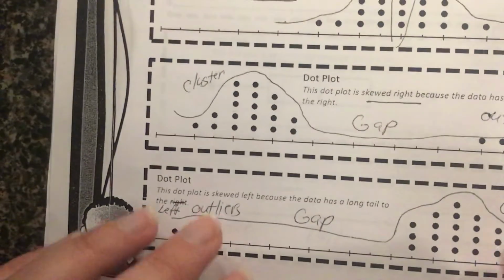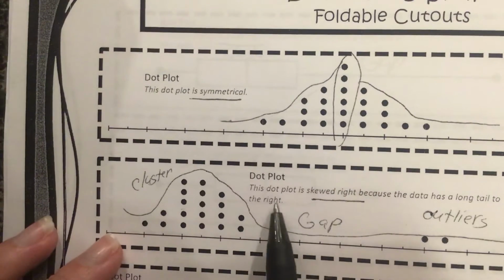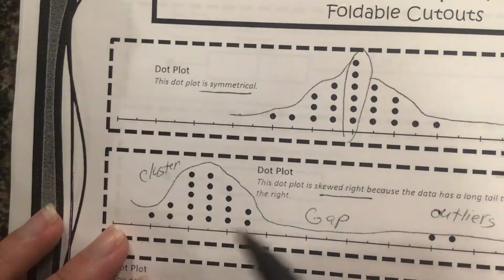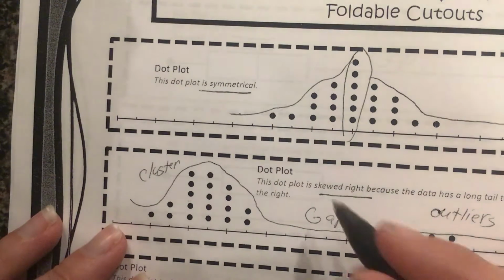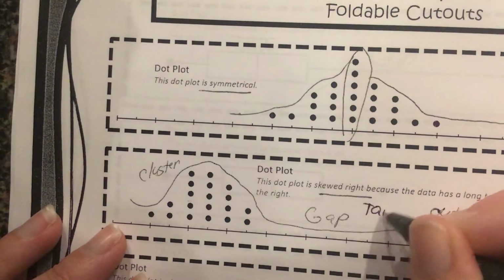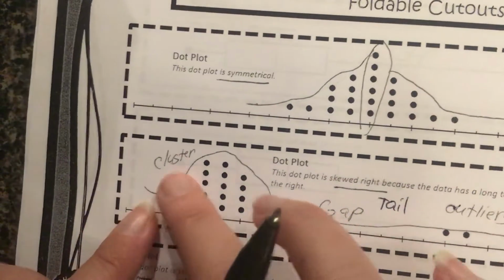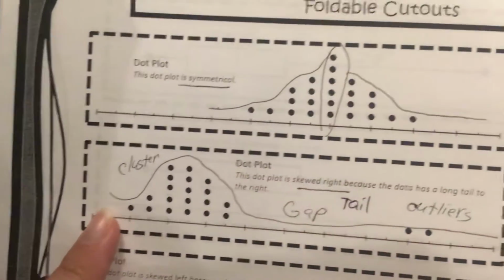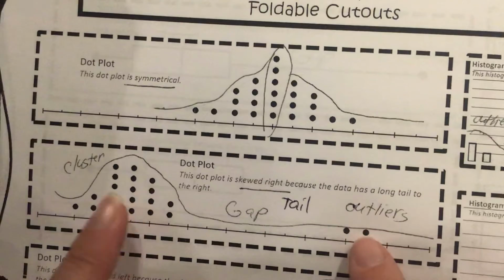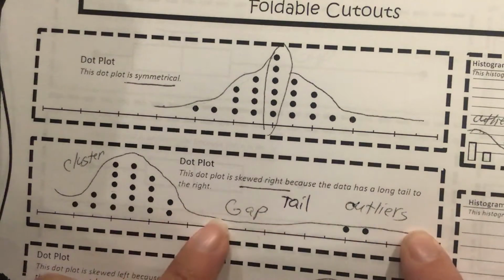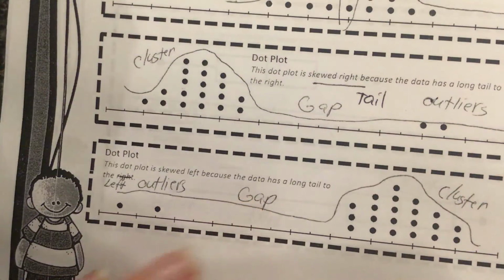Okay? While we're on this, let's just keep looking at them. The one above it is going to be skewed to the right. Again, draw the shape around it. This is your tail, which means it's just a long, flat line. Here's your cluster where most of your data sits. And here's your outliers because it's far away from the data. So this dot plot is skewed to the right. Notice the difference between this one and this one that's skewed left.